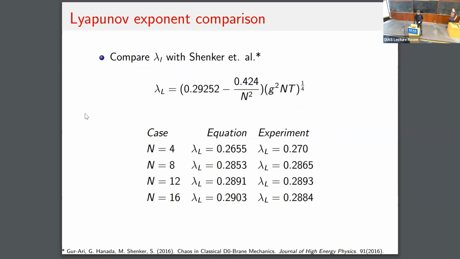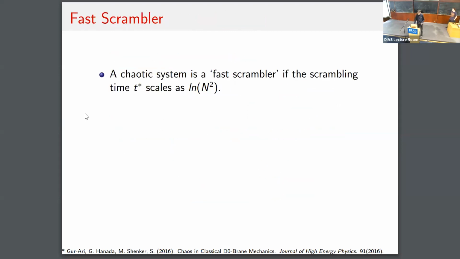So moving on to how Killian was talking about the possibility of this system being a fast scrambler. And the definition of a fast scrambler here is that the scrambling time scales as log of n squared.